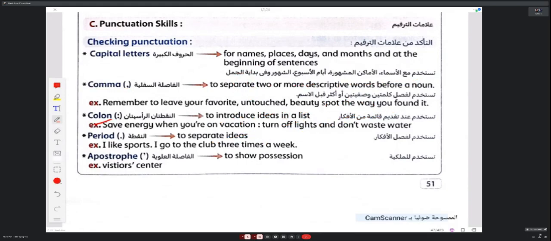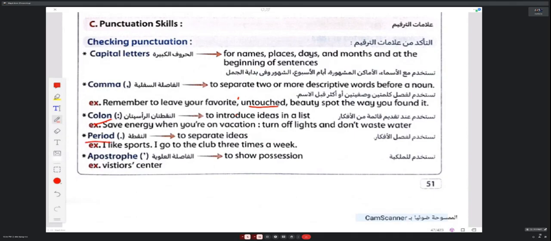Colon. I'm going to explain later that colon is used to give ideas in a list, to introduce ideas in a list. For example: seven origins when you are on vacation, colon, turn off lights and don't waste water.